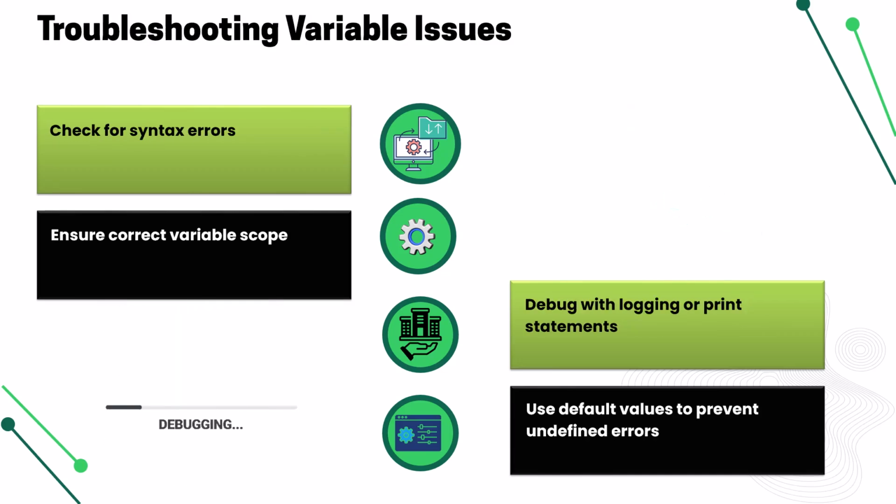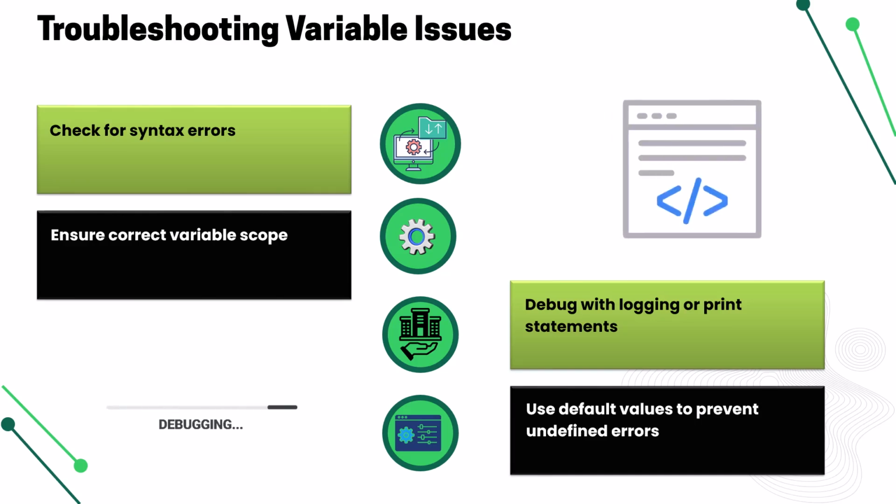Variable errors can feel like finding a needle in a haystack, but fear not. Syntax errors are often the sneaky culprits. Scope issues, they hide in plain sight, messing with your execution. Debugging with logging or print statements is like turning on the lights in a dark room. And default values, they're your safety net, catching undefined variables before they break your code.